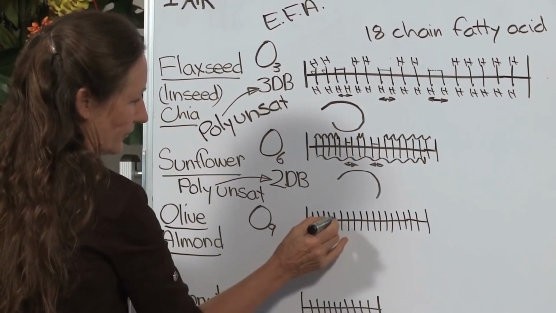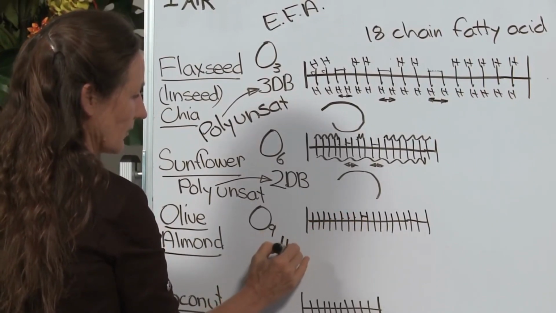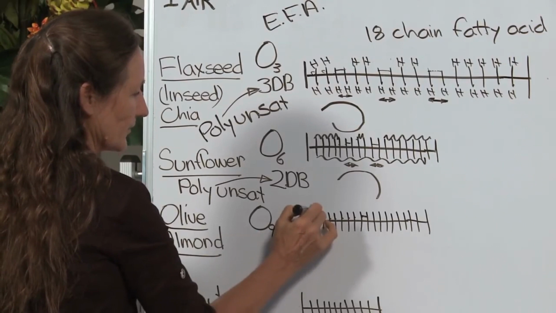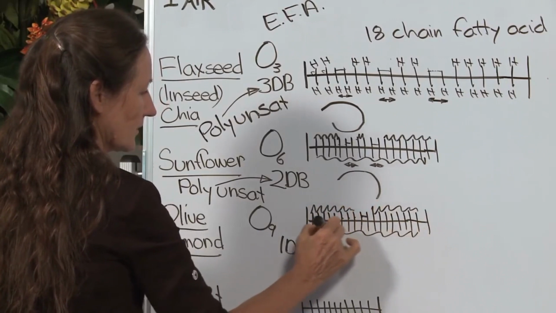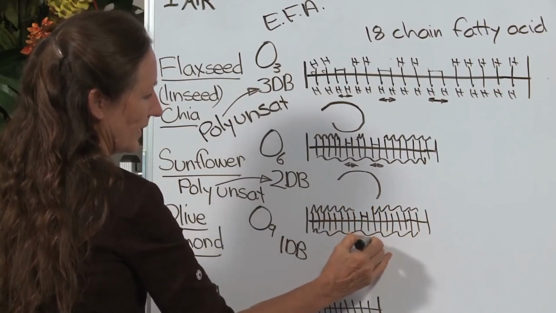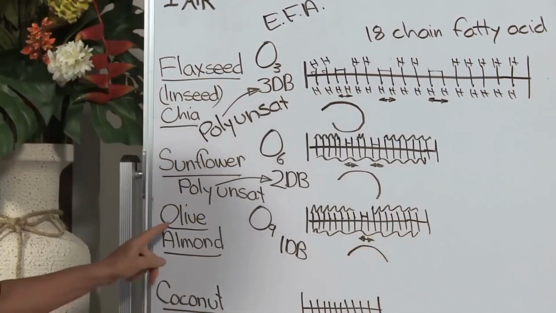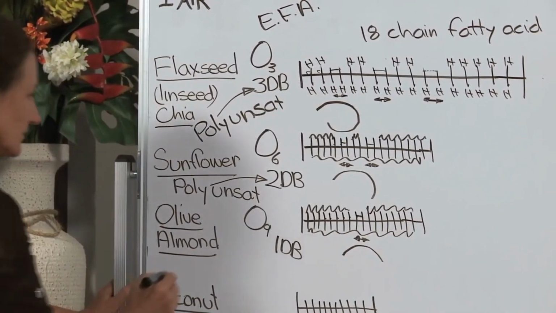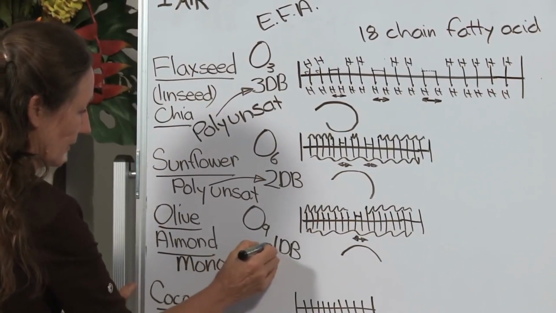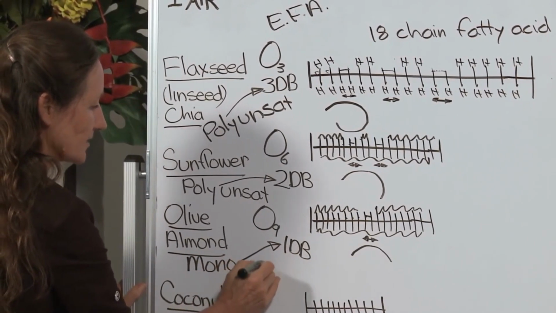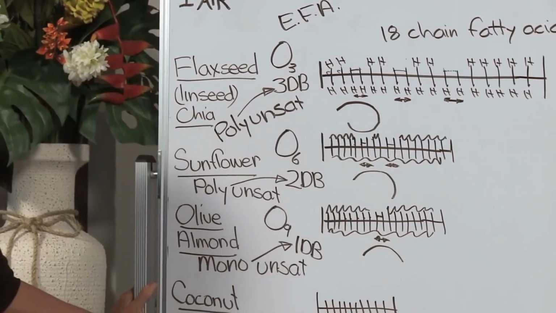1, 2, 3, 4, 5, 6, 7, 8, 9. There's our double bond there. And there is only 1 double bond in olive oil and almond oil. So you've got your hydrogen atoms along here, and also along this area here. We've got 1 repelling action. So there's only 1 kink in olive oil, almond oil. As a result, this oil is called a monounsaturated fatty acid. Mono meaning 1 double bond, unsaturated because there is still an empty spot on the fatty acid chain.